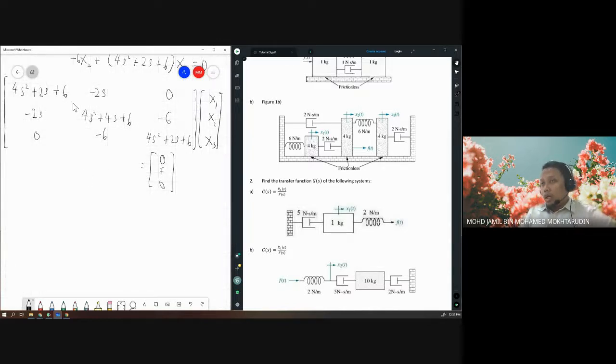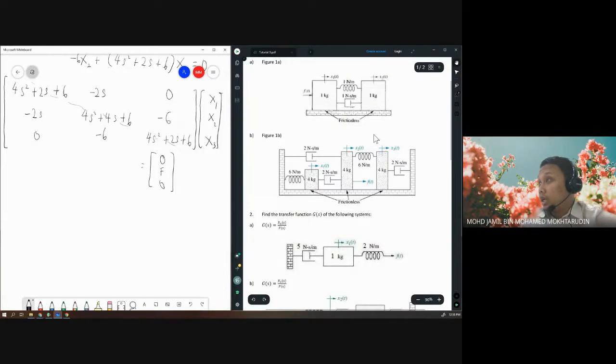Okay, so to make sure that your matrix is correct, I explained last week, your matrix must be in symmetric form. So here it's symmetric about this diagonal element. Negative 2s equals negative 2s over here, 0 and 0, and negative 6, negative 6. Make sure it's symmetric. If it's not symmetric, then you maybe forgot some elements or whatever. So check again. And now the question wants x2 over F.